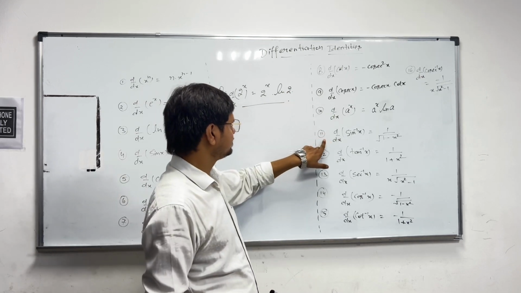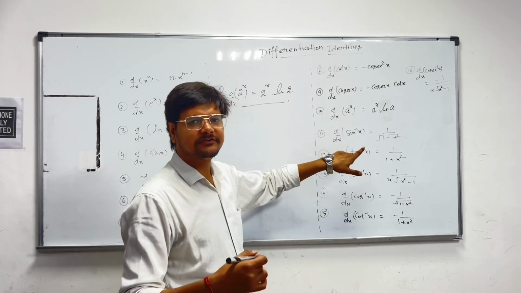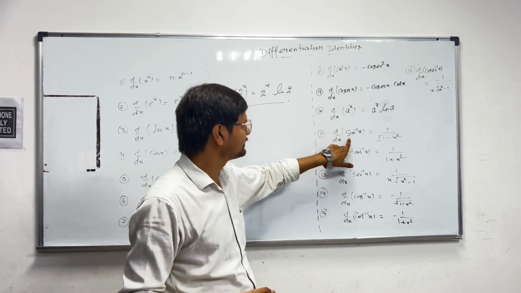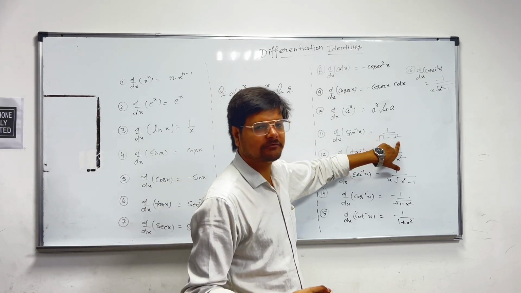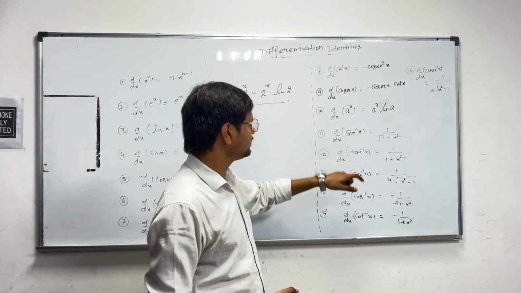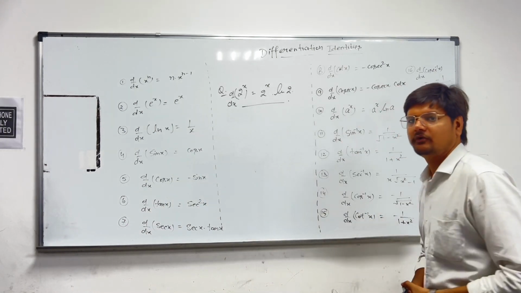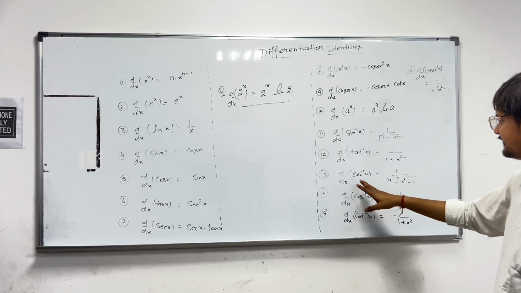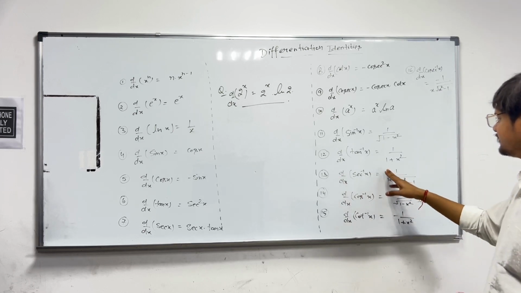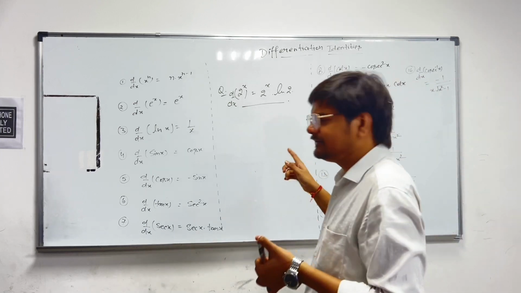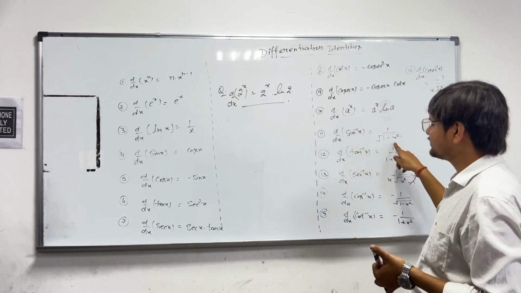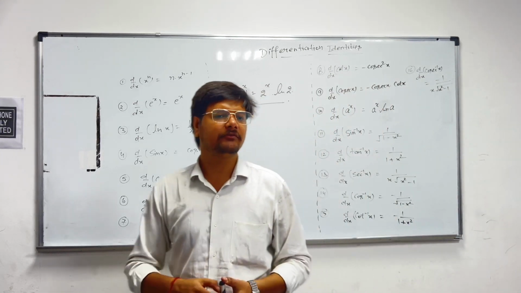And after this, the 11th one is differentiation of inverse trigonometric functions, meaning sin inverse x. The differentiation of it will be 1 over root of 1 minus x square. And the differentiation of tan inverse x will be 1 over 1 plus x square. Same as differentiation of sec inverse x is 1 over x into root x square minus 1. And for cos inverse, it is negative of this one.